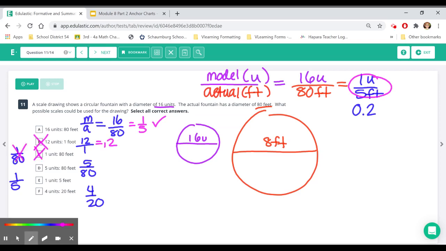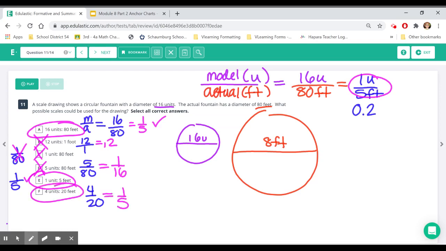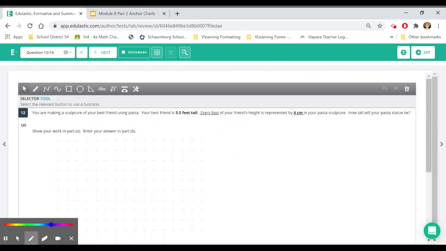So B and C are not equivalent. If I simplify 5 out of 80, that's 1 out of 16, not equivalent. 1/5 is equivalent, so far I have A and E, and 4 out of 20 is also 1/5. So our answers here are A, E, and F for equivalent. There's multiple answers.